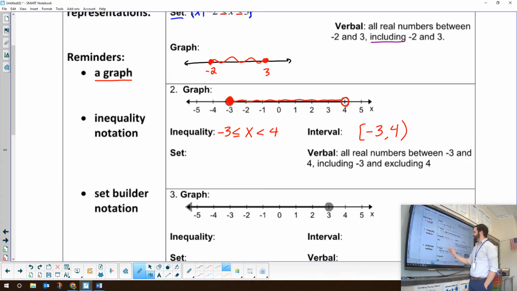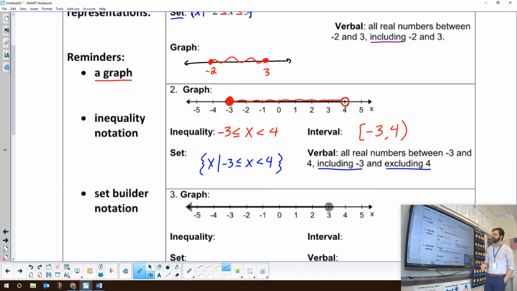You're just going to write squiggle brackets, x such that, and then we're going to write our inequality, and then we're going to close squiggle brackets. So we're going to have x is greater than or equal to -3 and is less than 4. And that's my set notation. And then my verbal description, all real numbers between -3 and 4, including -3 and excluding 4. Notice how it says all real numbers. You could just say numbers, but it's good to say all real numbers in between those 2 points.